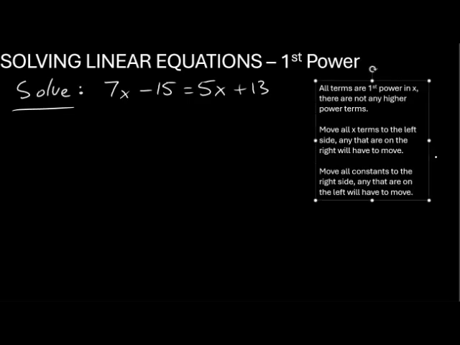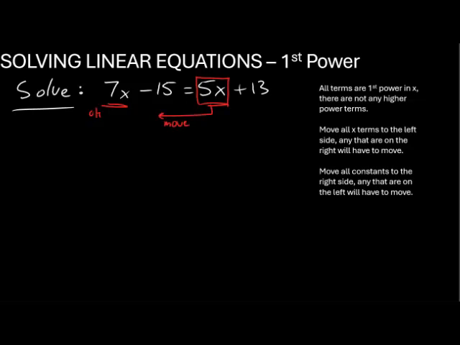Let's have a look at our equation now. We want the x terms to be on the left. The 7x is already in the correct position because it's on the left. This means the 5x that's on the right will have to move. When you move that 5x, you will change its sign and it will become negative 5x.